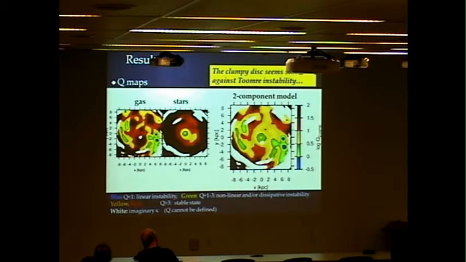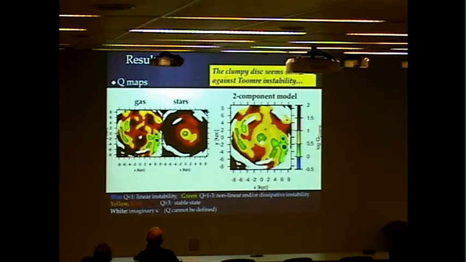The gas Q, the star Q, and the two-component Q are like this. In the outer region, the gas component is dominant over the stellar component. So I can say that the instability in the outer region is caused by gas instability, not stellar instability. But at the central region, the stellar Q becomes dominant. And the two-component model is here.